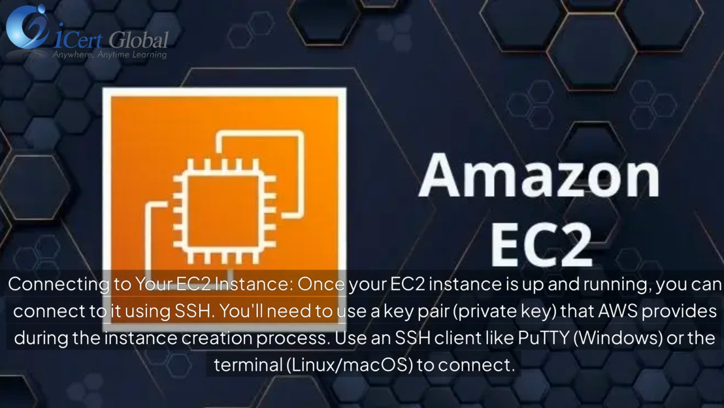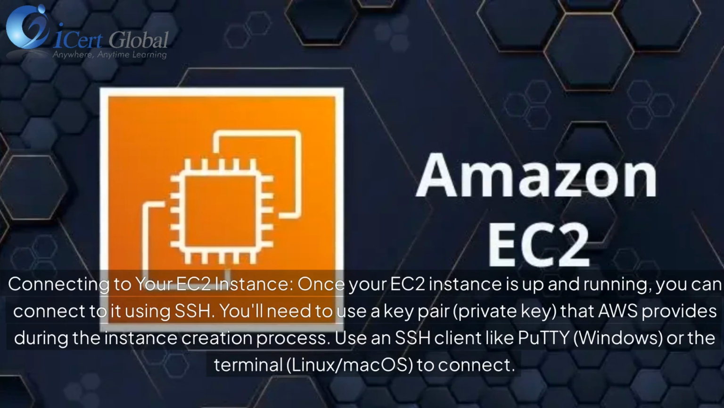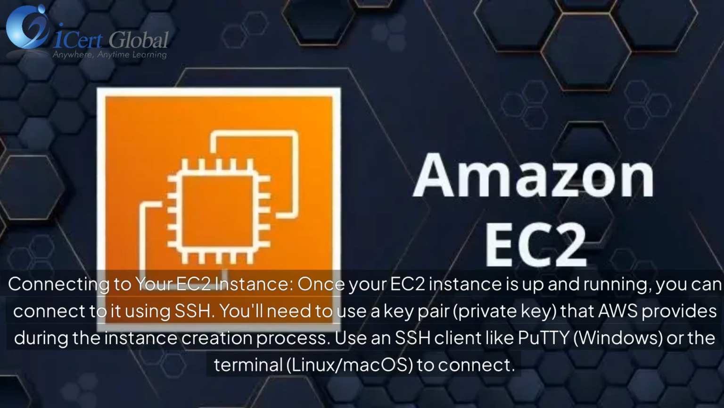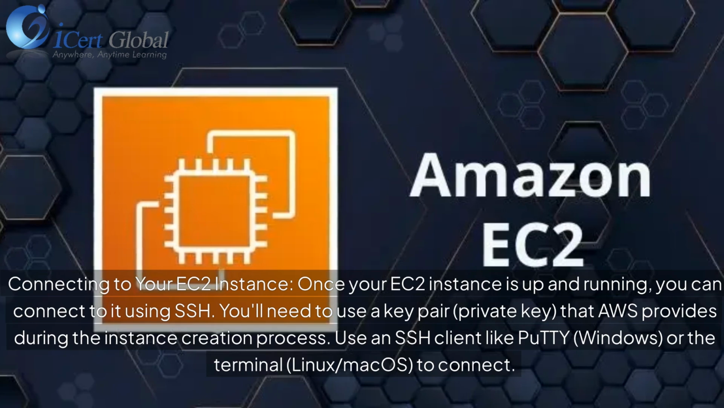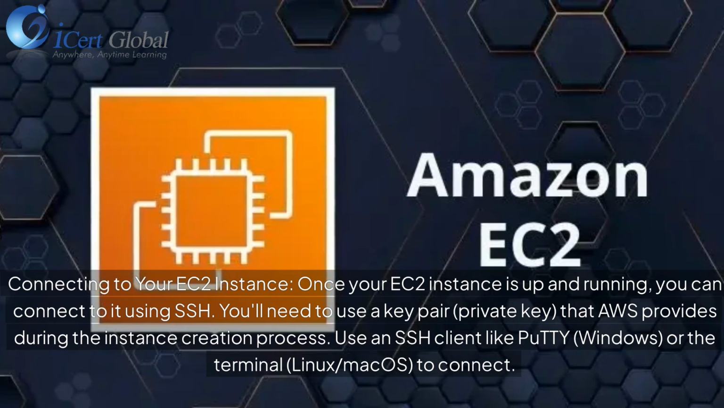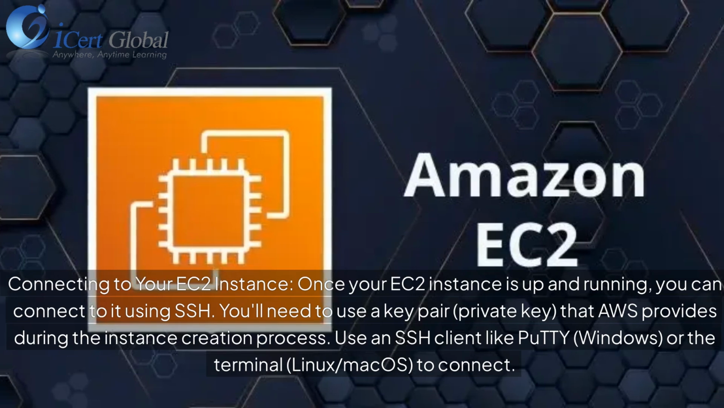Connecting to your EC2 instance. Once your EC2 instance is up and running, you can connect to it using SSH. You'll need to use a key pair, private key, that AWS provides during the instance creation process. Use an SSH client like PuTTY, Windows, or the terminal, Linux, macOS, to connect.